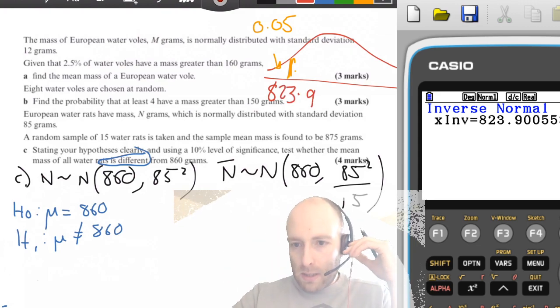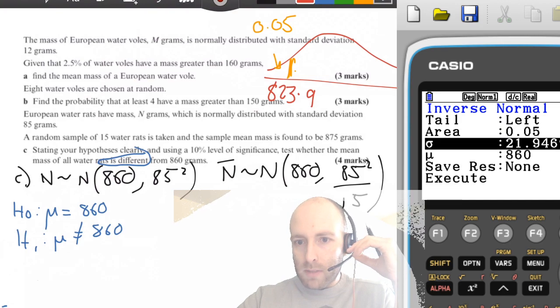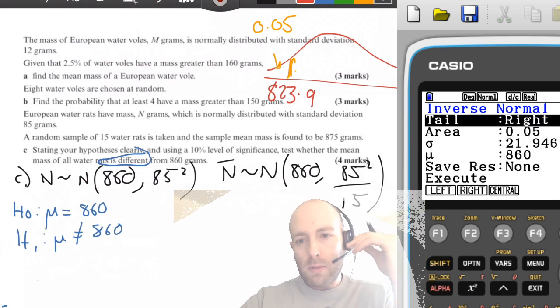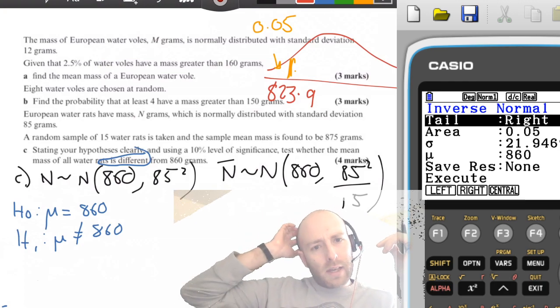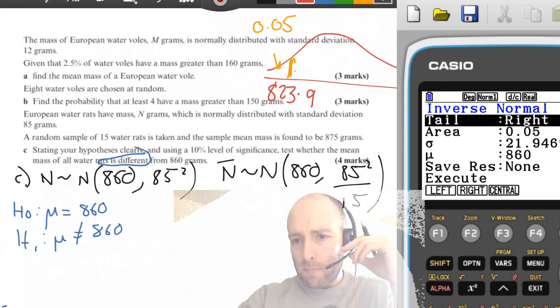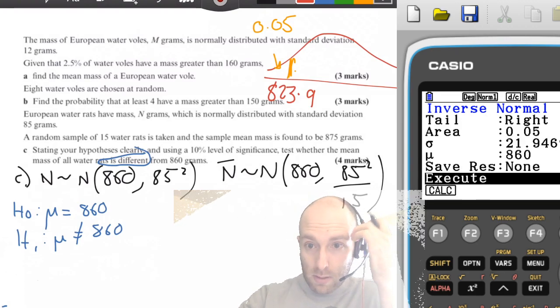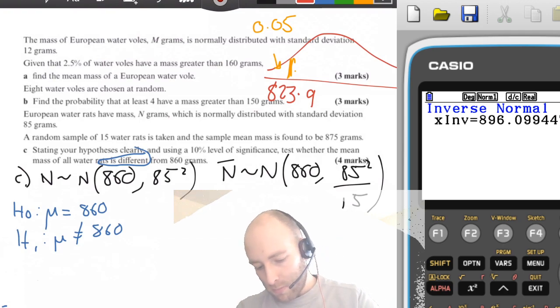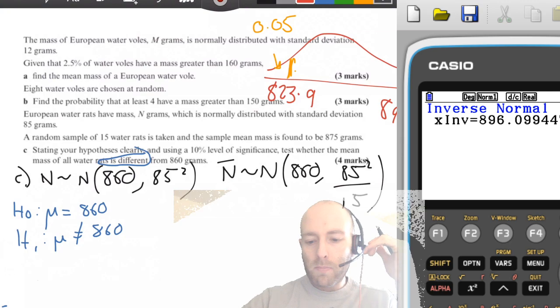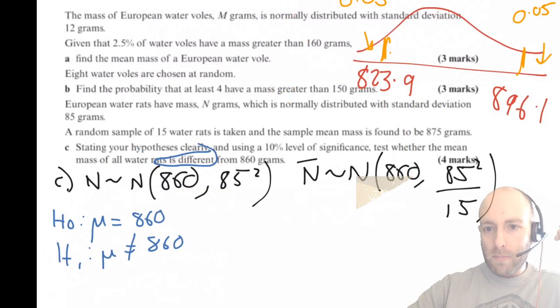Our upper value, same idea. On this calculator, I can just change my tail to right. On the class Wiz, it's a little bit more involved than that. You're gonna have to do some more workings, or you could find Z first and work it through that way. Hit execute, and we get 896.1 if we round. So those are my values.